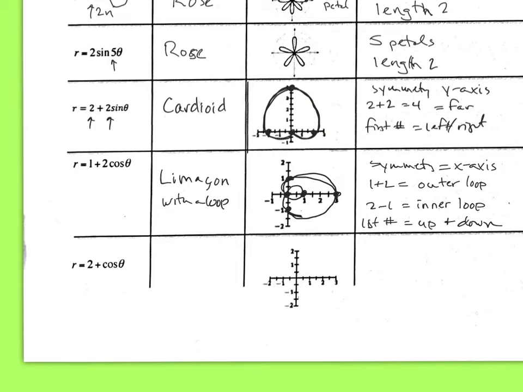Now, imagine when we don't really have any numbers to subtract. The numbers out front are bigger, so we can't really subtract, because this would be like 0 minus 2. If we subtract, we get a negative number. So if the first number is bigger than the second number, this is a limaçon with no loop.